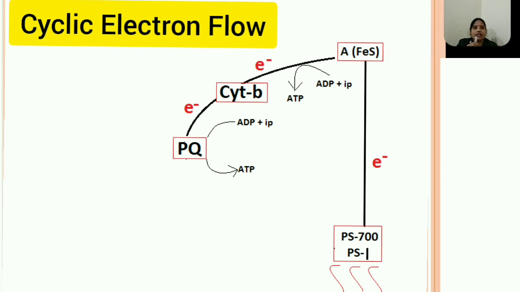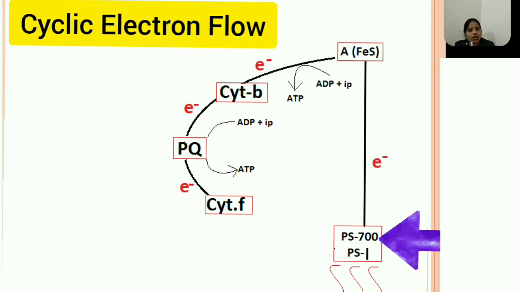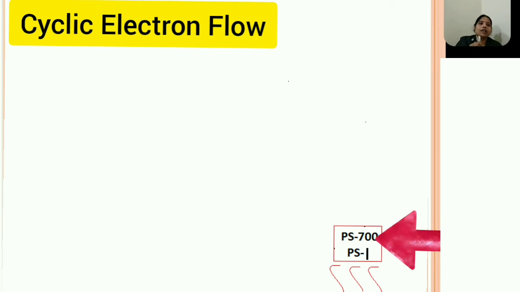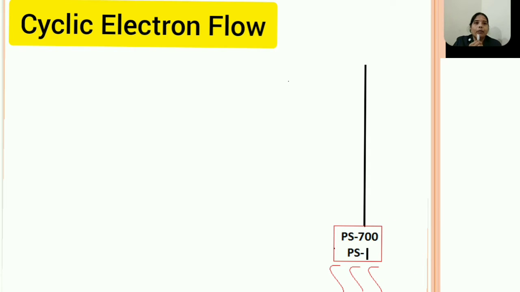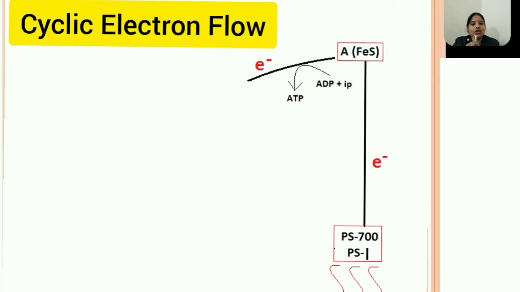Why is it known as cyclic electron flow? Because the initial electron donor and the final electron acceptor are the same, and that is photosystem 1 chlorophyll a, P700 nm. It is common, the initial donor as well as the final acceptor. Hence it is known as cyclic electron flow.